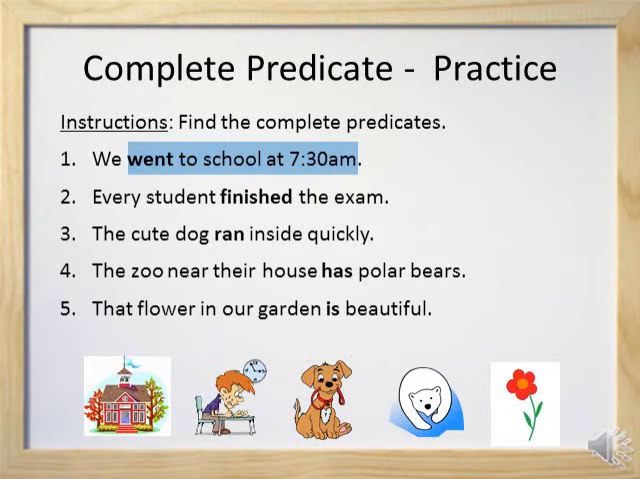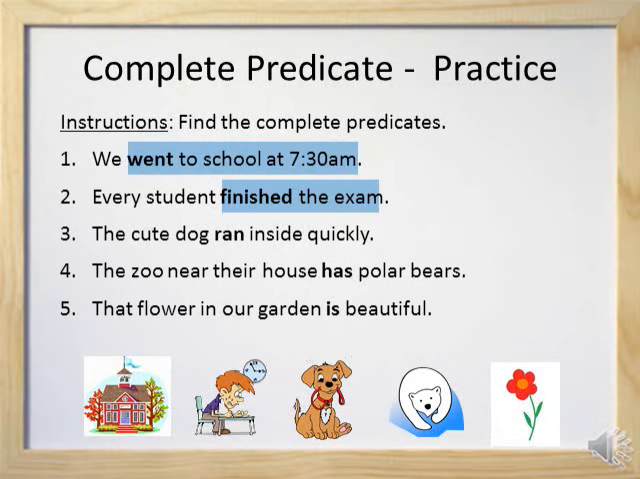Number 2. Every student finished the exam. Again, before we identify the complete predicate, let's find the subject. The simple subject is student. To find the complete predicate, we need to ask, what action did every student do in this sentence? The answer is finished the exam. That is the complete predicate in this sentence. And the simple predicate is one word from the complete predicate, which is the verb finished.